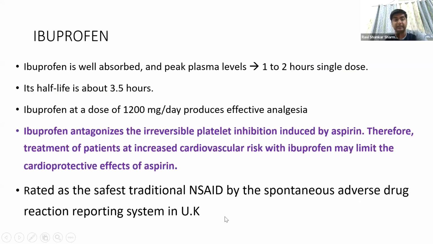Then comes your propionic acid derivative. I told you, ibuprofen. Ibuprofen is one of the safest NSAIDs, and its half life is almost around 3 to 4 hours. And yes, it is rated as the safest traditional NSAID by the spontaneous adverse reaction reporting in the UK.